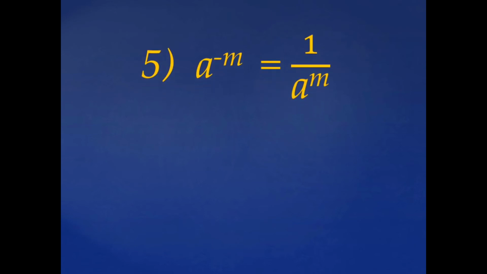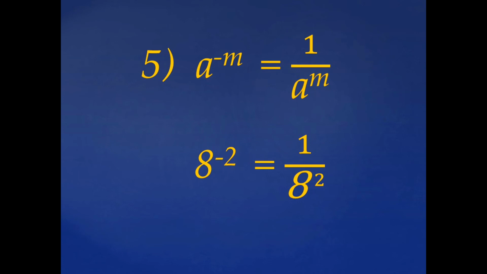Next law is a raised to minus m, that is equal to 1 by a raised to m. That is, if we take a number a raised to minus m in the denominator, we should change the sign of the index, that is a raised to m. Let us have one example. Suppose 8 raised to minus 2 is there and we have to write it in the denominator, 1 by 8 raised to 2, as we have changed here the sign of minus 2 to plus 2.